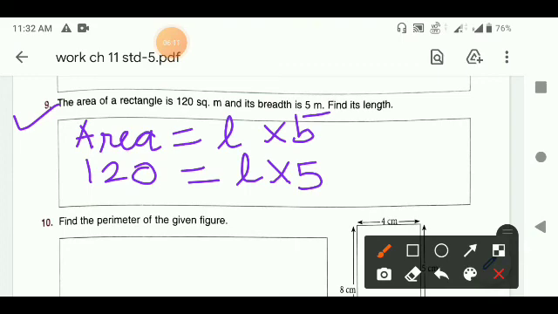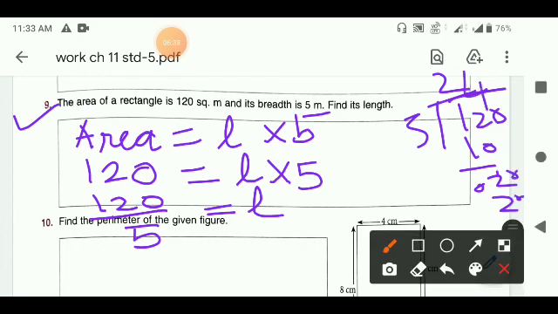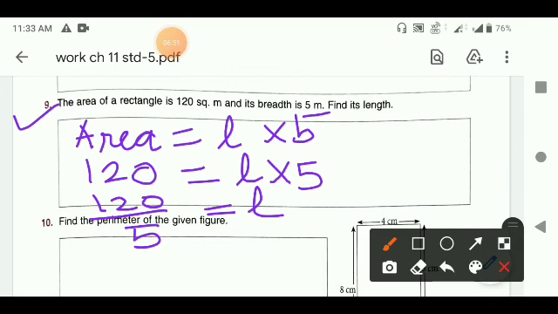Now to find out the length, we have to move this 5 to the left side. So 120 divided by 5 is equal to length. So if we divide 120 by 5, you can divide this way. So 5 2s are 10, here 2 0, and here 4, 5 4s are 20. So 24 meter is the length of this rectangle.